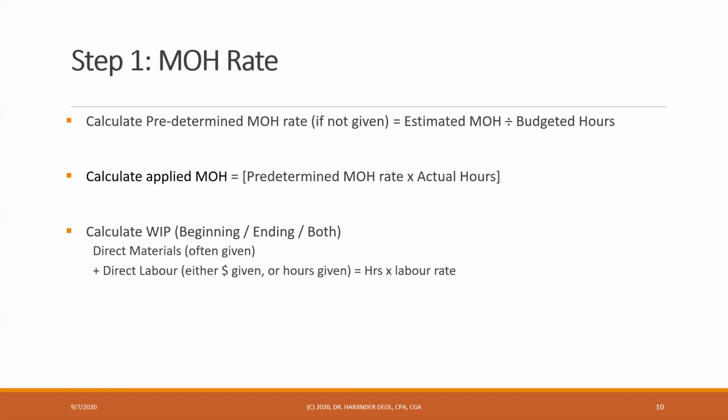And typically where we need to do the math is to calculate the applied manufacturing overhead included in the work in process. Now, the applied manufacturing overhead is basically, if labor hours was the allocation base, the amount of labor hours in the work in process multiplied by the manufacturing overhead rate.